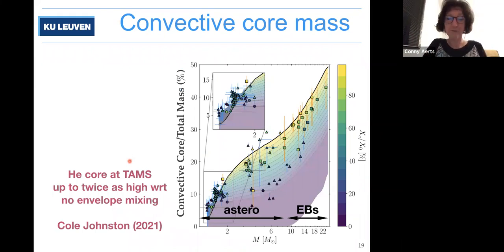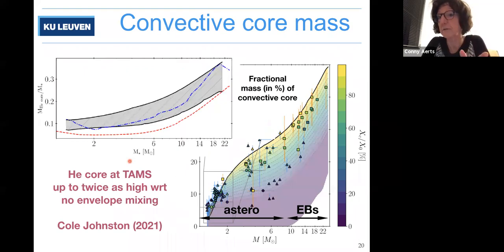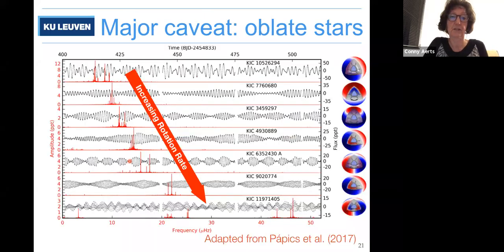I have no time to discuss it, but the bottom line is that if we use all the eclipsing binaries and we look at the amount of helium that you can construct by the time that you reach the end of the main sequence, you can create twice as much helium than anticipated in standard theory that has no envelope mixing. So for the chemical evolution of the galaxy, this is really an important result, I would say. All right. So you know now what we are achieving.